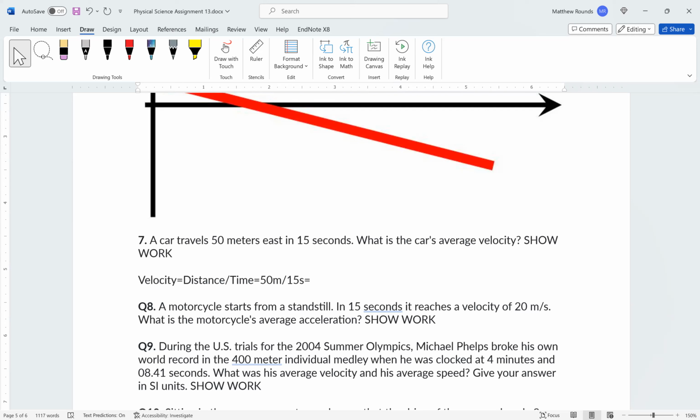You want me to do 15 divided by 50, right? Okay, that's going to be 3.33. All right, so we can say 3.33 meters per second.